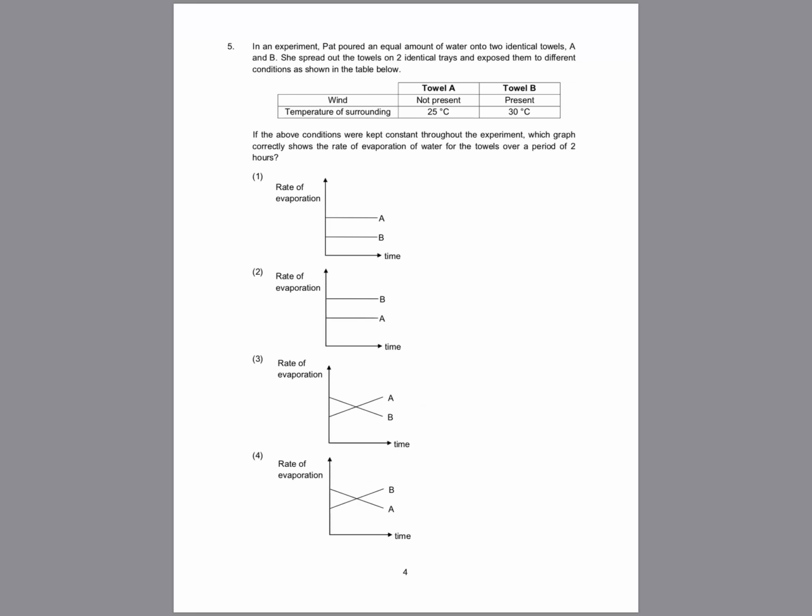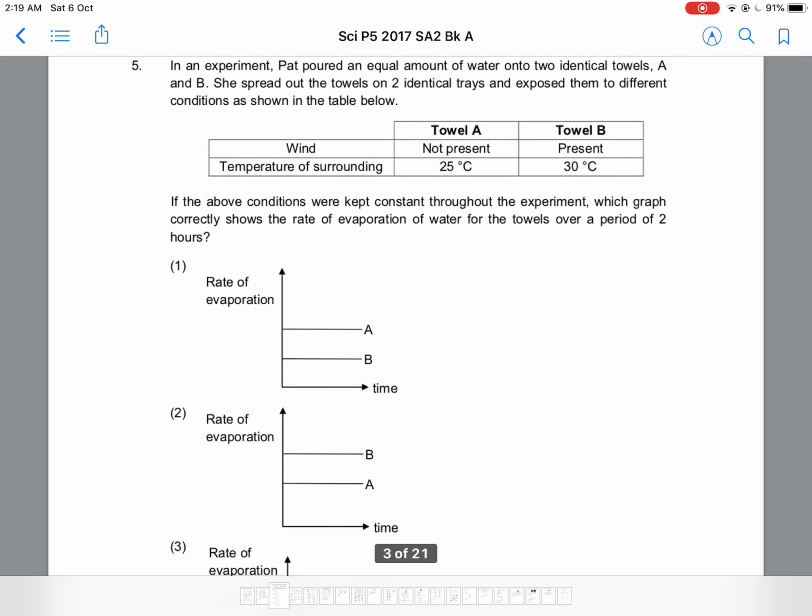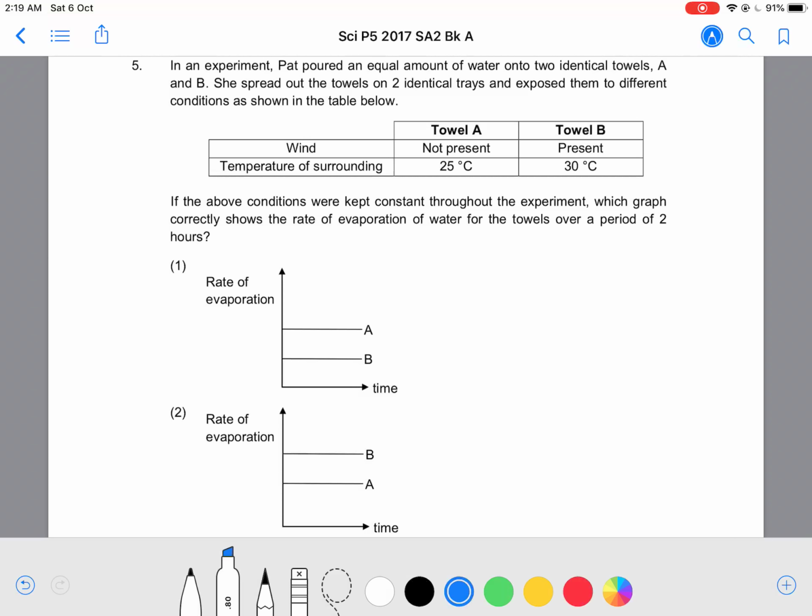Question number 5. In an experiment, Pet poured equal amounts of water onto 2 identical towels, A and B. She spread out the towels and exposed them to different conditions. So it looks like the 2 conditions that are different are these. For towel A, no wind and slightly cooler. For towel B, there's wind and there is also a higher temperature.